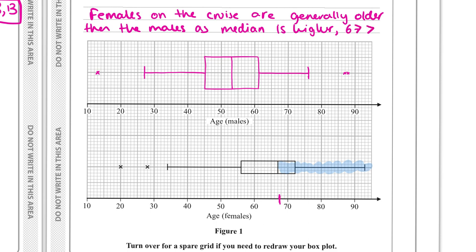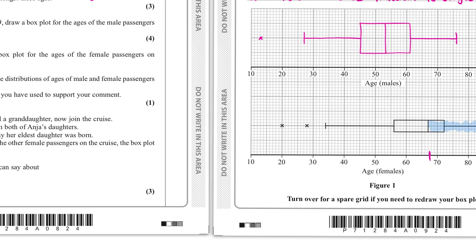67 is larger than, and what was ours? 53. Full stop. Okay? We have to write the statistical name, which we're talking about the median, the numbers, context. Okay? I know it's 1 mark, but it's easy, common sense.